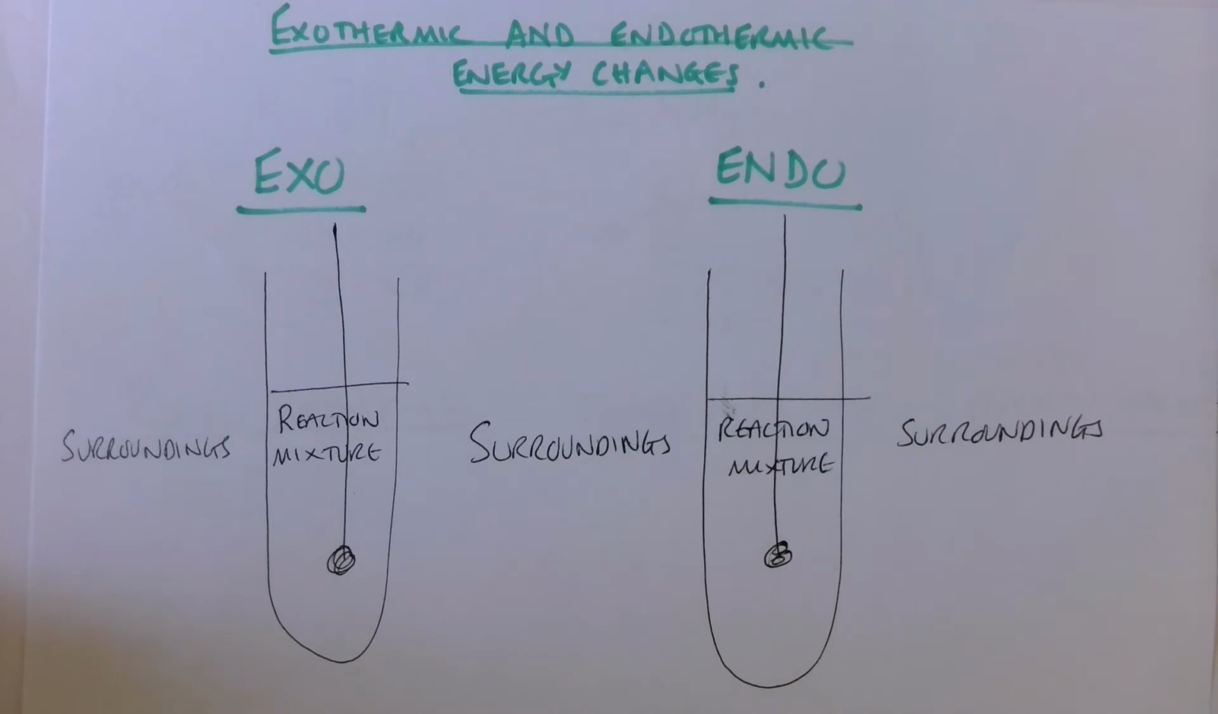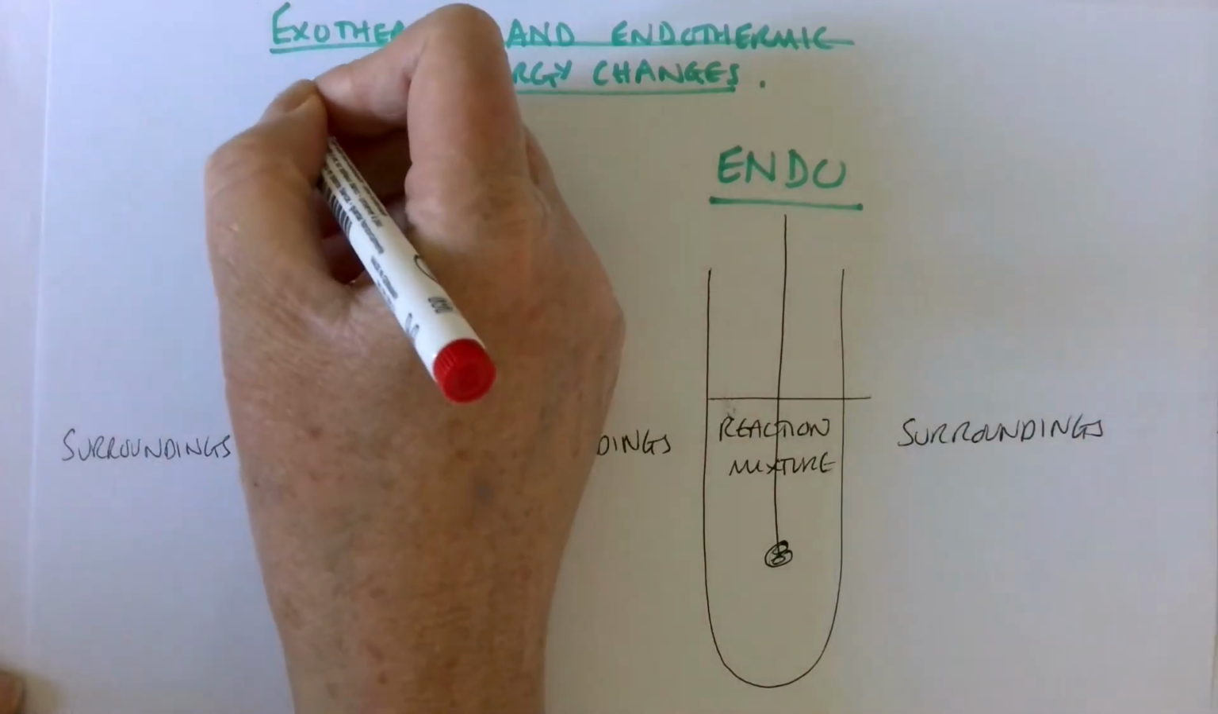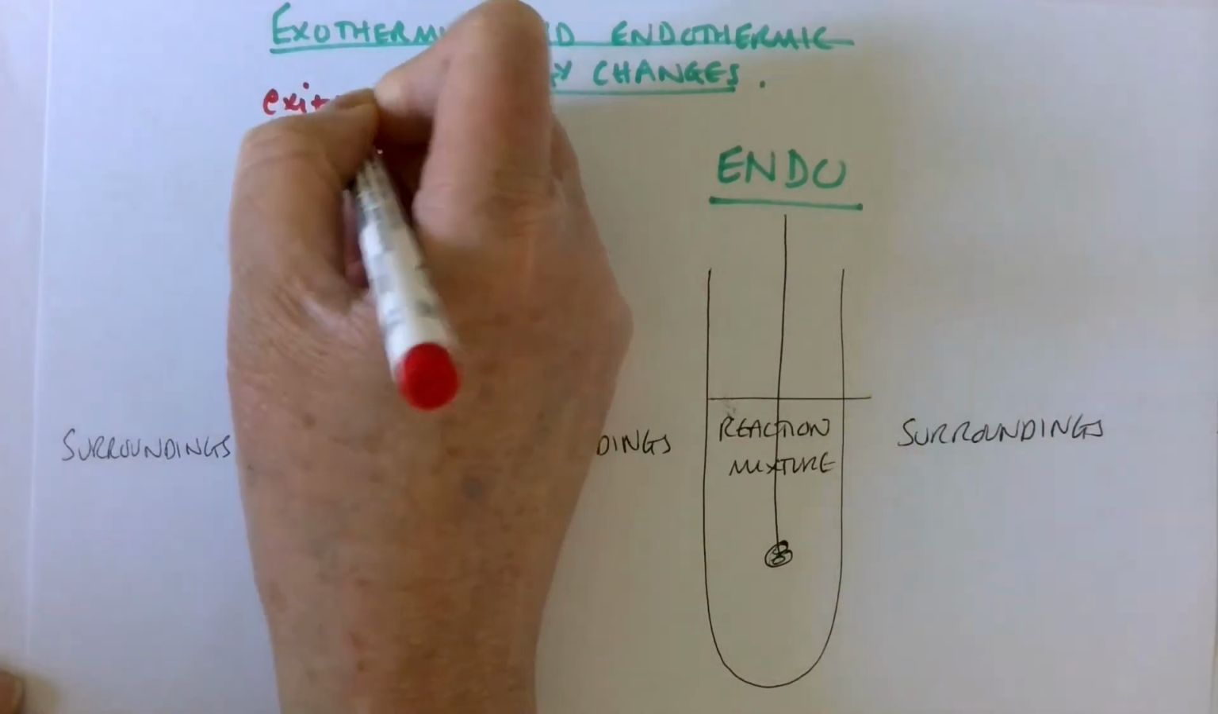Hi folks, so exo and endothermic energy changes. You've come across these before at Key Stage 3, we studied them in Year 9, and you are all familiar with reactions like burning a piece of coal, which feel hot. If you put your hands near a burning bit of coal, it will feel hot. It's an exothermic reaction. Exo meaning that heat is exiting.